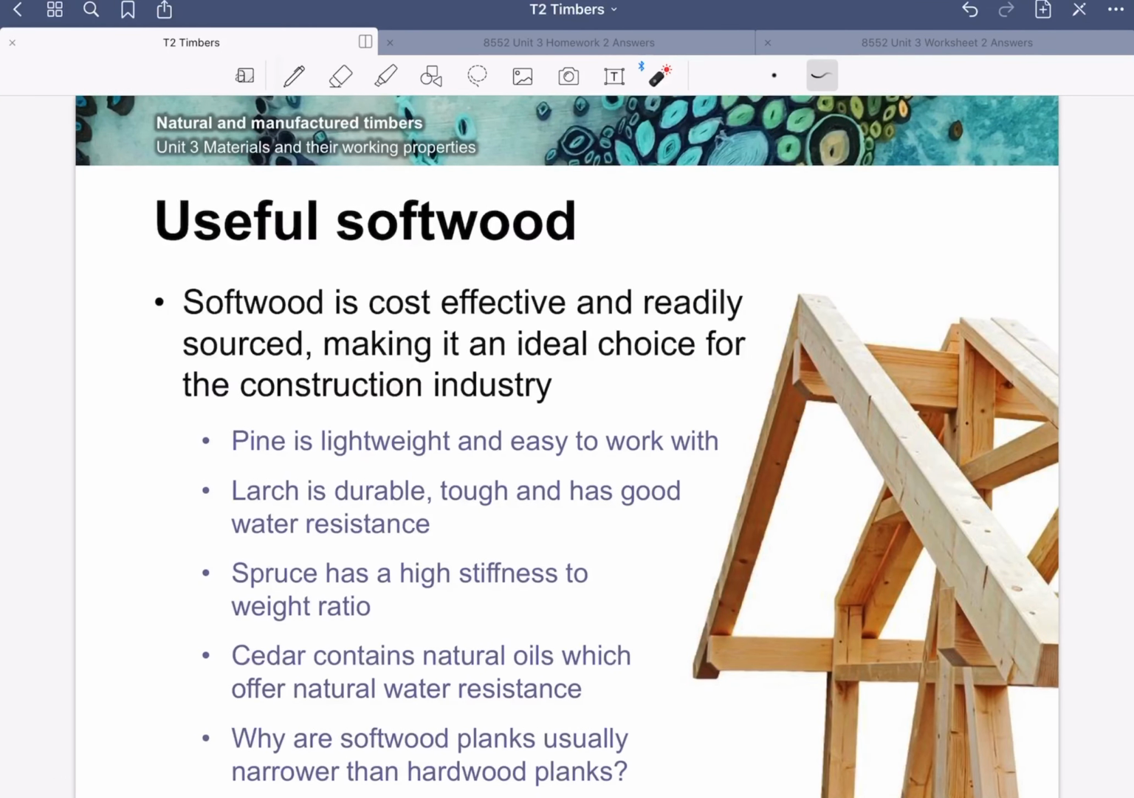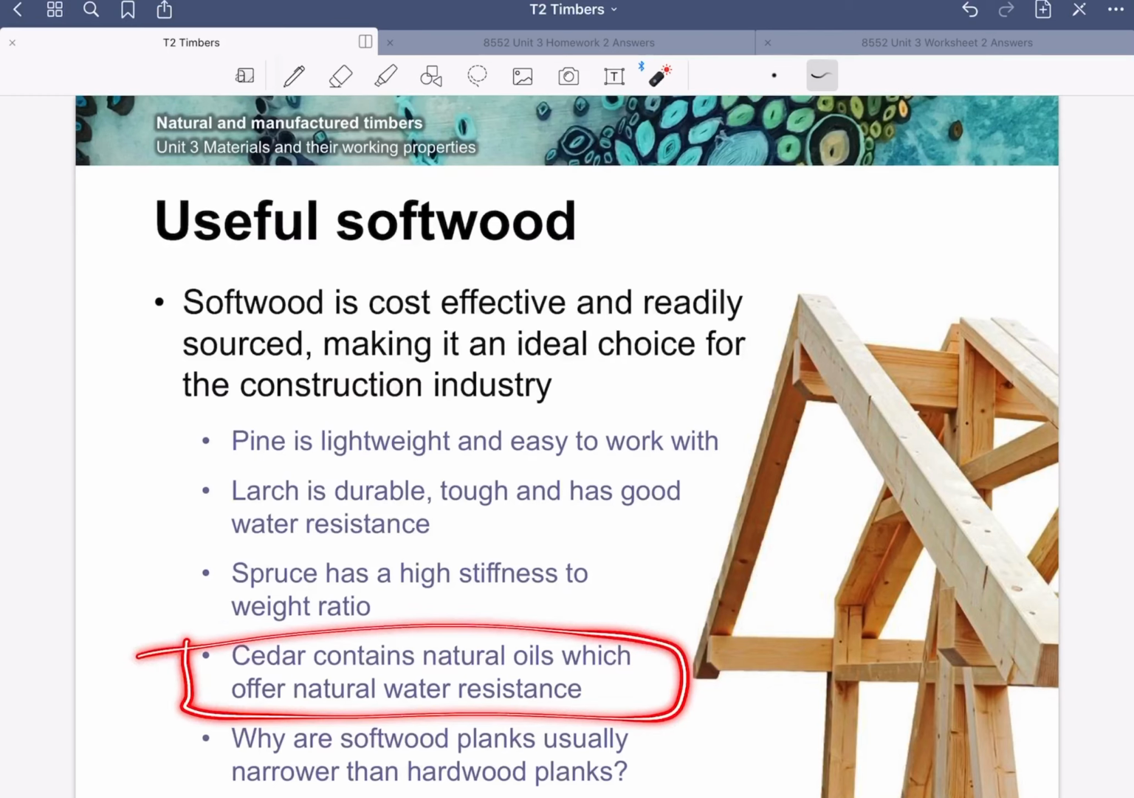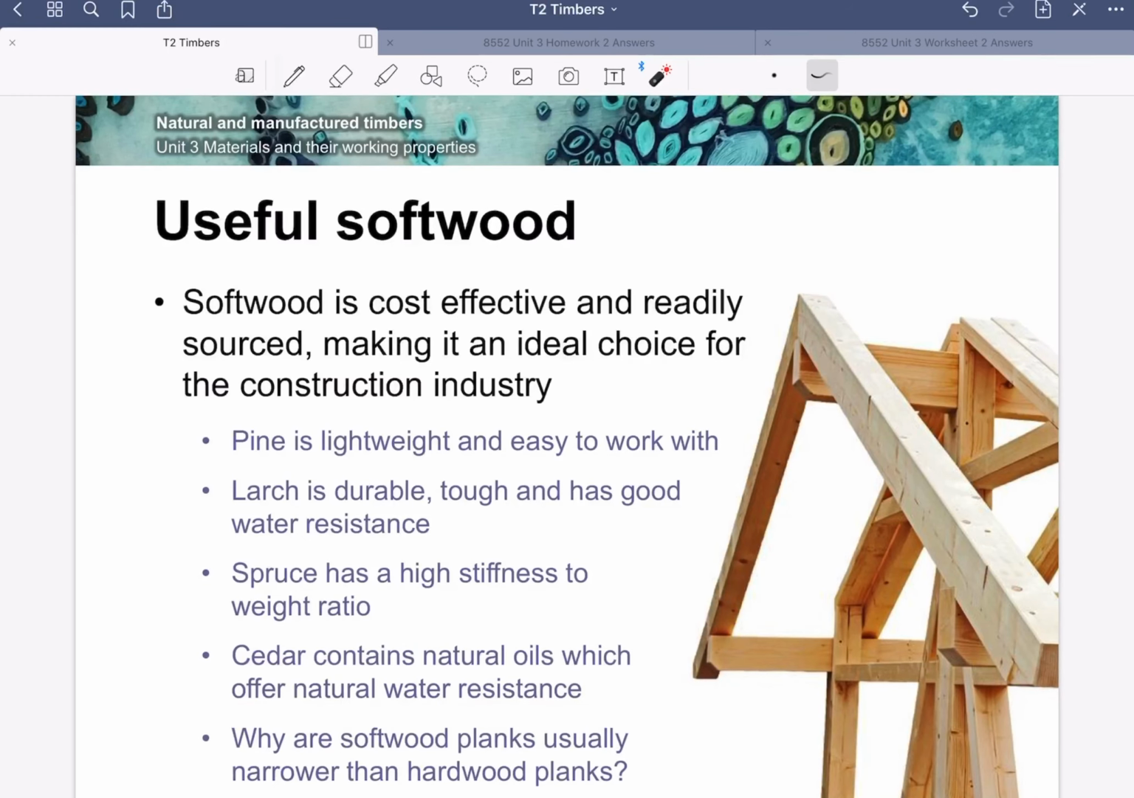Useful softwood. So softwood is cost effective and readily available. It's an ideal choice for the construction industry, obviously, because it is lightweight, easy to work with. For example, that's pine. Larch is very durable and tough, has good water resistance. Spruce has got this really good strength or stiffness to weight ratio. Cedar contains natural oils, which are great for things like fence posts and fence paneling, because it has natural resistance to the elements before you start to stain them. So softwood can be very, very useful, and they have a lot of great applications.